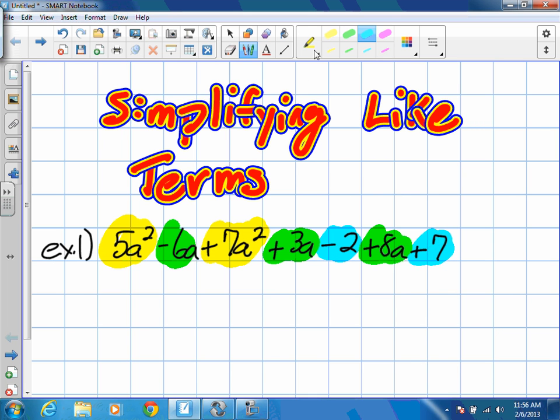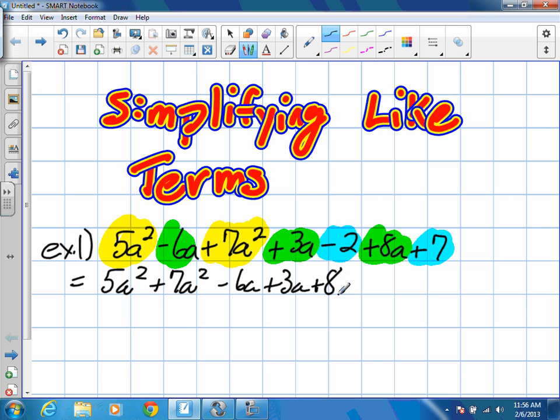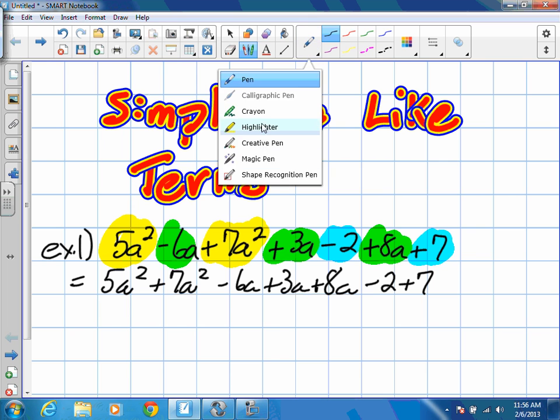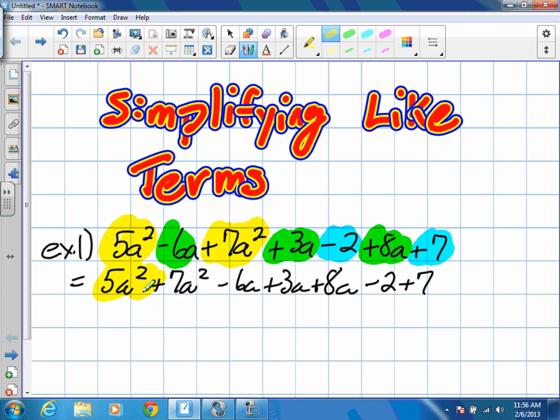What I'm going to do is reorganize it and put them all beside each other so it's a little easier for us to understand. We have 5a squared plus 7a squared. Those are the two that we've highlighted in yellow. We have negative 6a plus 3a plus 8a. Those are the ones we highlighted in green. And then we have negative 2 plus 7. So I've put them all beside each other to make it a little easier for us when we actually go to combine the like terms.